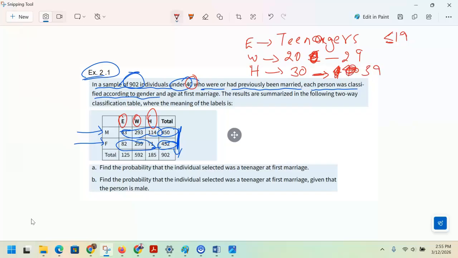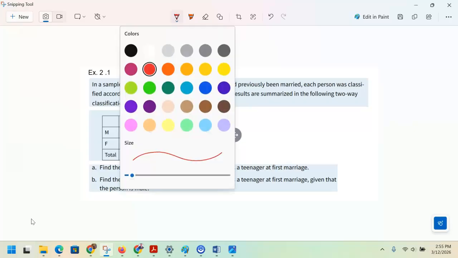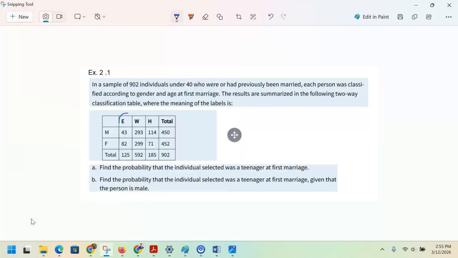Okay, so now the question is, what does this basically mean? Let me take off everything to make sense. If this stands for those teenagers who got married, that means 43 males who got married at below 19 years, and females, so many of them, almost double.